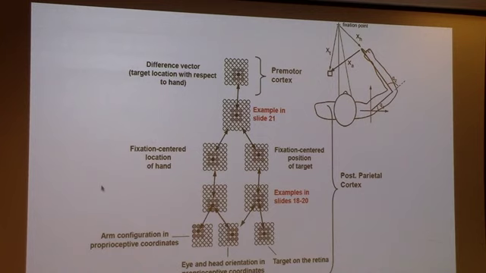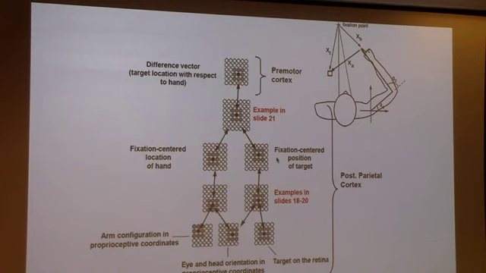The first one is where my arm is with respect to my own body, which is the arm position in proprioceptive coordinates. The second one is where my eye and my head are, in this proprioceptive coordinate. The third one is where my target is with respect to my retina. From the first two pieces of information, we can generate the location of your hand in the fixation center coordinate. And from the last two together, we can generate where the target is in the fixation center coordinate.